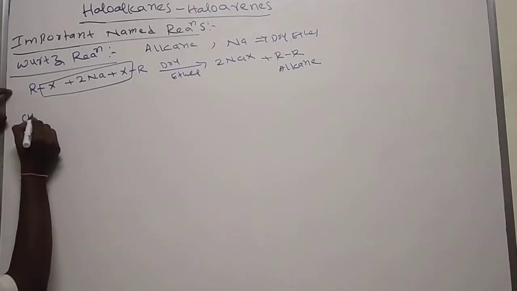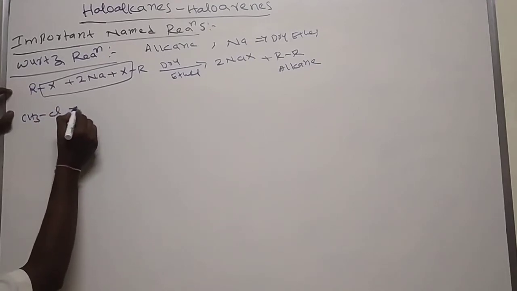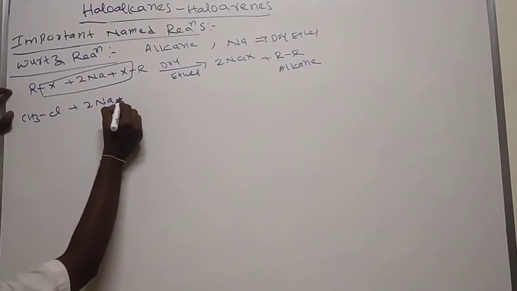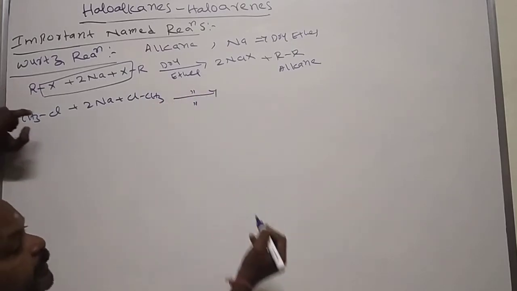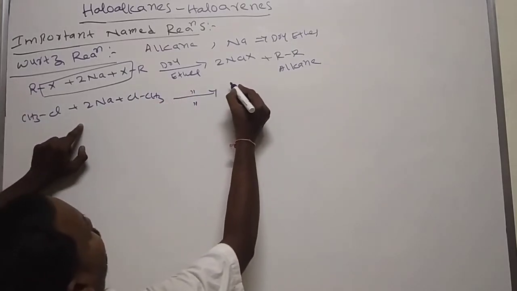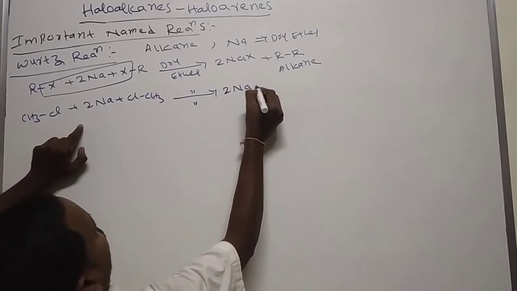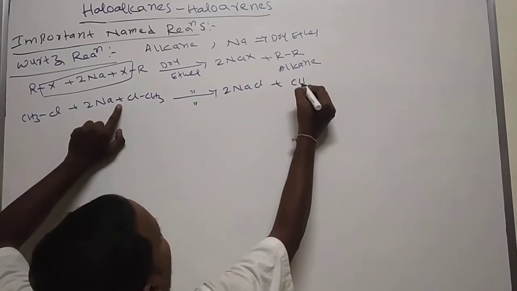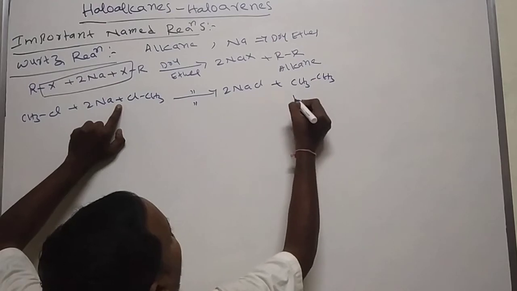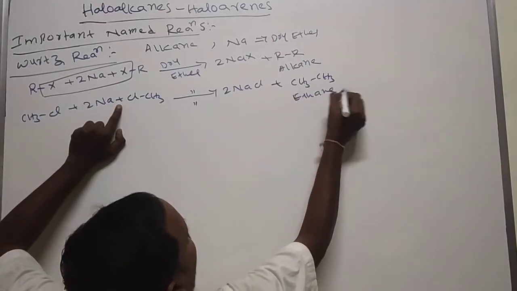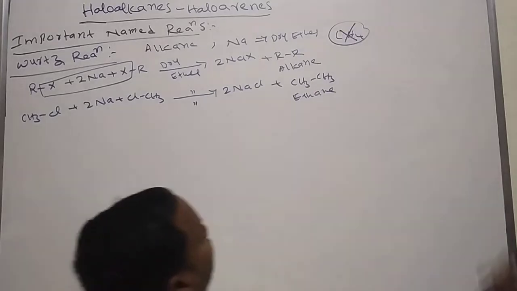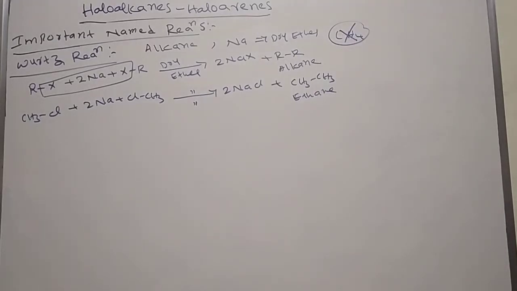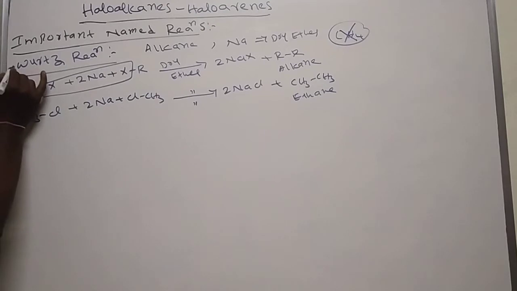I am writing a specific example. Methyl chloride reacts with 2 moles of sodium in the presence of dry ether. What happens here? It gives 2 moles of sodium chloride and forms CH3-CH3. This is ethane. By using this method, we can't prepare methane. This is the Wurtz reaction.